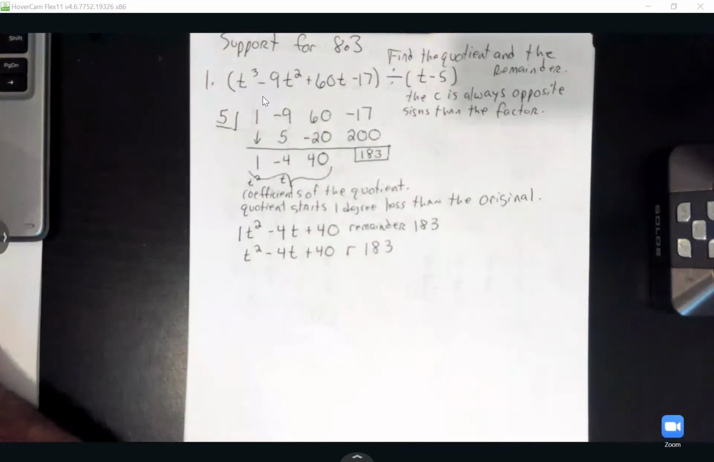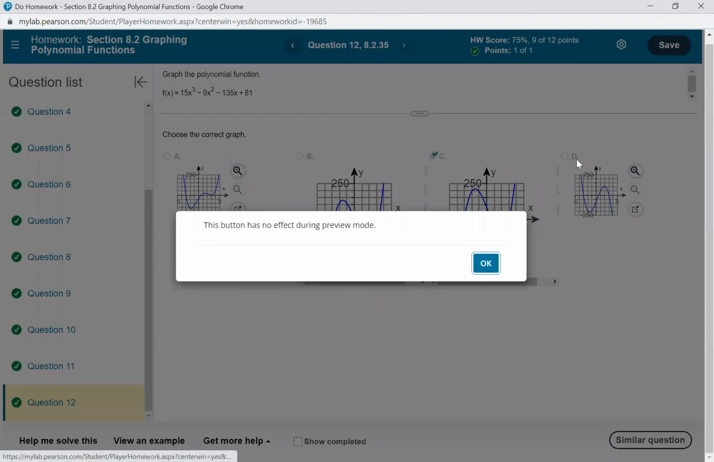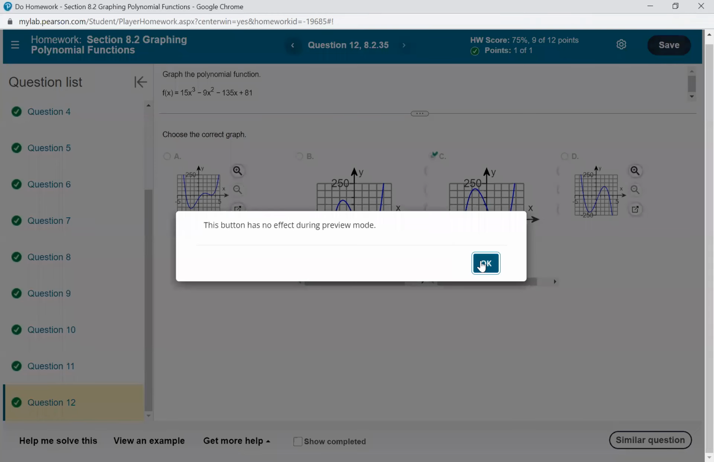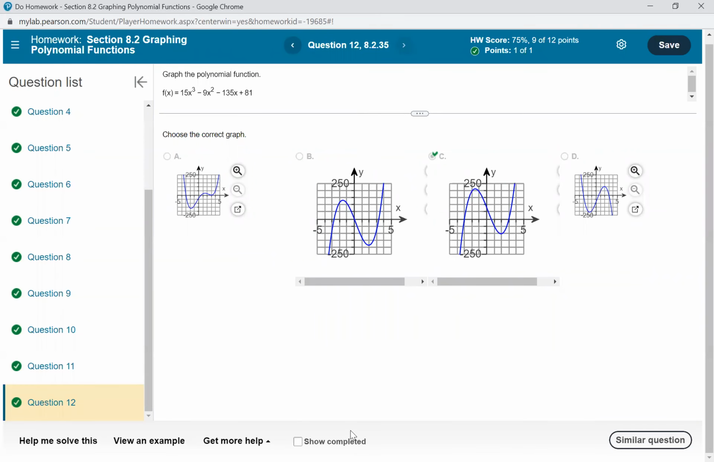So let me see. I think I got that pulled up, my MATLAB. So let me save this one because I want to pull out the, let me get the other page. I want to show you the 8.3 support.